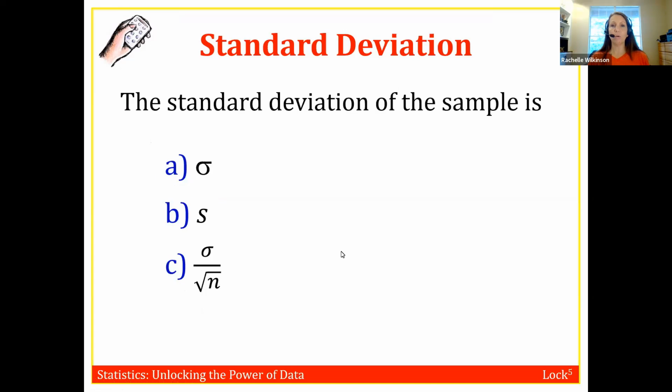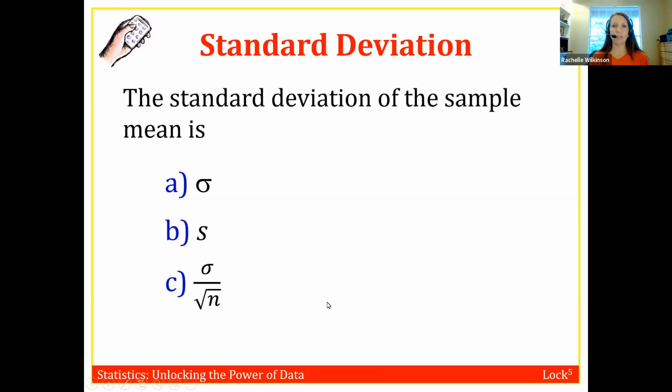Okay, next one. What about when we're talking about the standard deviation of our sample? Which one is going to represent the standard deviation of the sample? All right, so most people got this right, but it was a little bit closer this time. When we're talking about the standard deviation of the sample, so in other words, the standard deviation among individuals in the sample, then we use S. So S is the standard deviation of the sample.